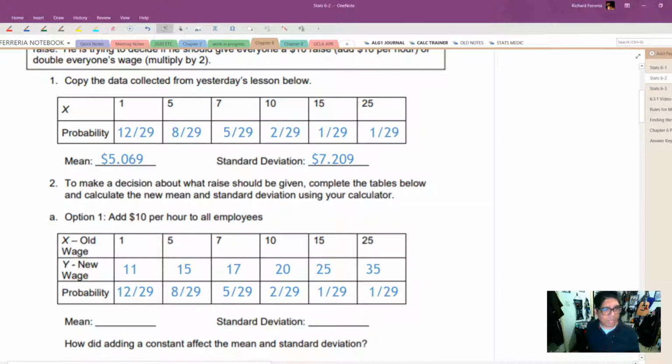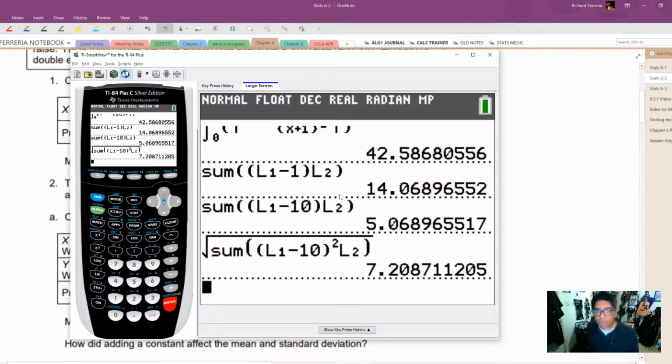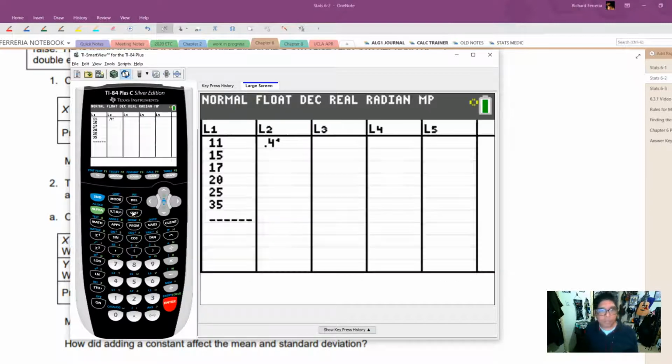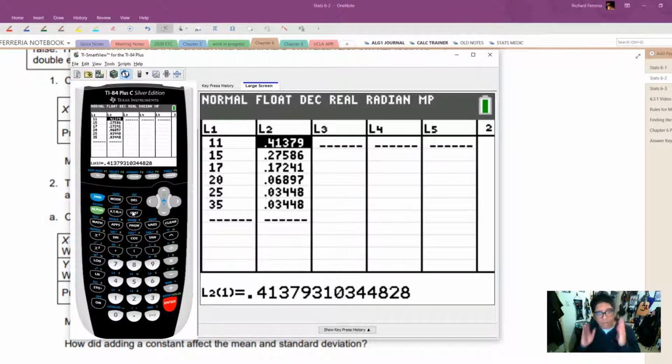The actual mean is 15.069, and the actual standard deviation is 7.209. So coming back to our calculator, and if we go to our lists, I do have all of the correct probabilities in there now. Just kind of take a quick check. 40, 41, that's 41, 61, 68, 78, 80. Yeah, this looks like it should add up to 1.